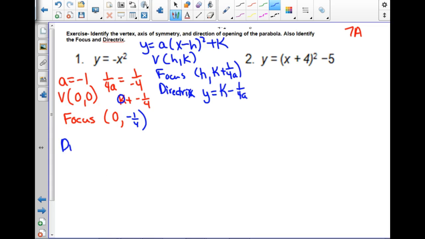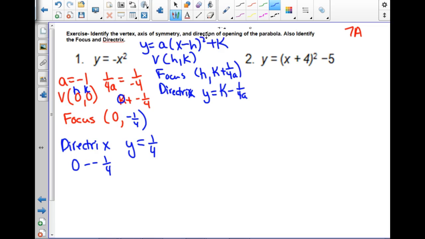The directrix is in your formula sheet, k minus 1 over 4a. The k value here again is 0. So you write the equation y equals, you're taking k, 0, minus the 1 over 4a value, which happens to be negative 1/4. So when you subtract a negative, you end up with a positive 1/4.